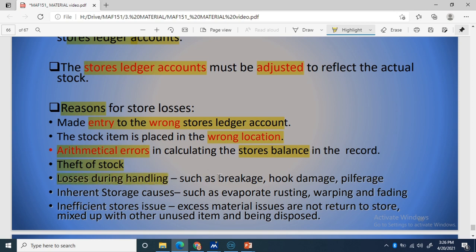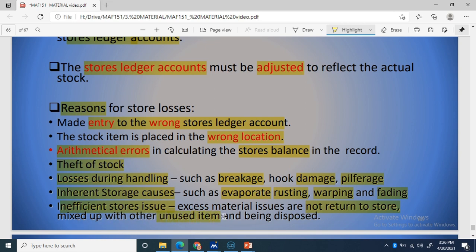During handling, maybe the stocks suffer breakage, damage, or pilferage. Or inherent stock storage costs such as evaporating, rusting, warping, fading, or inefficient stores issues. That means excess material issued is not returned to the store. When you issue to production and there is an extra balance, they do not return it to the store.